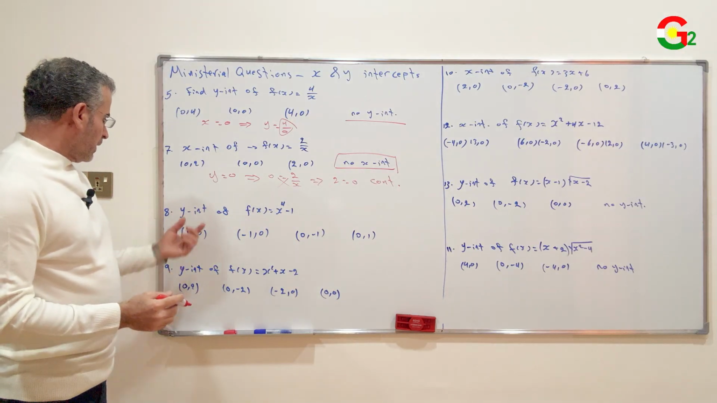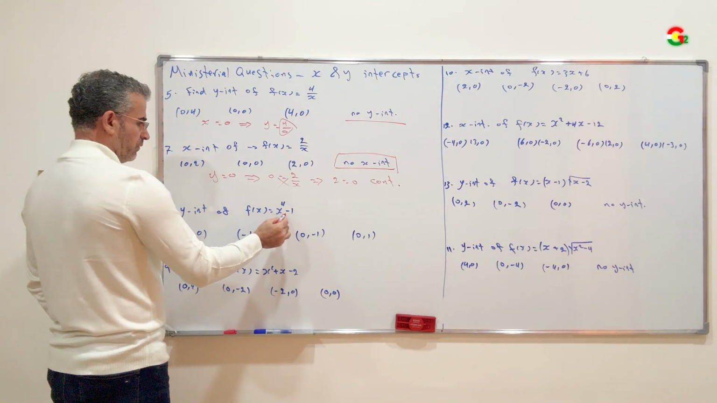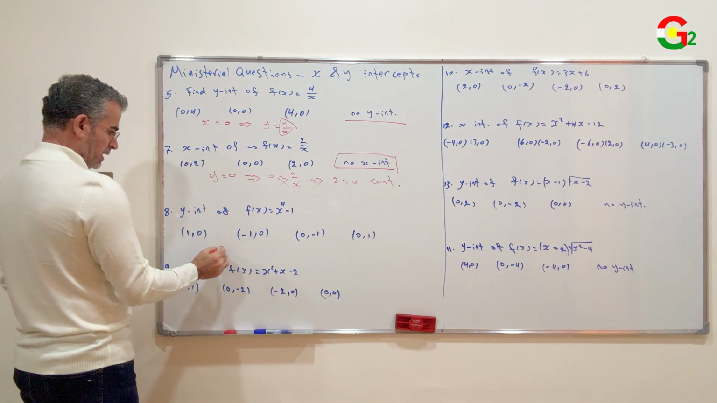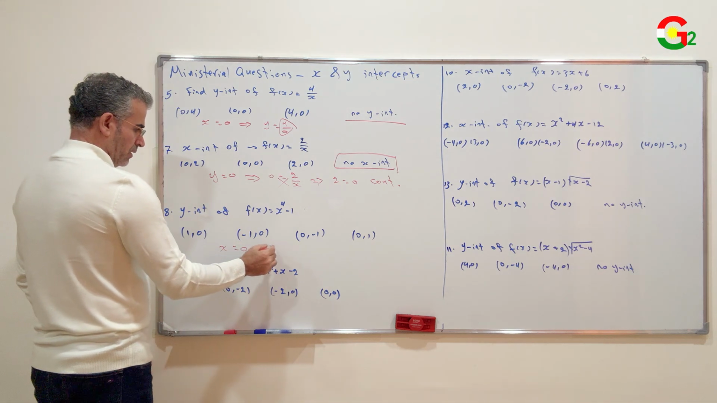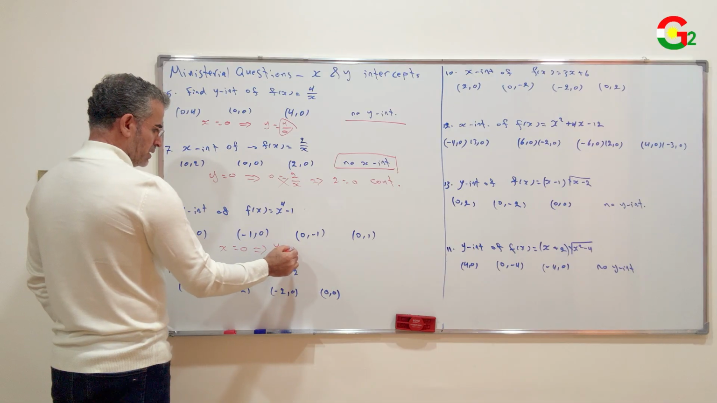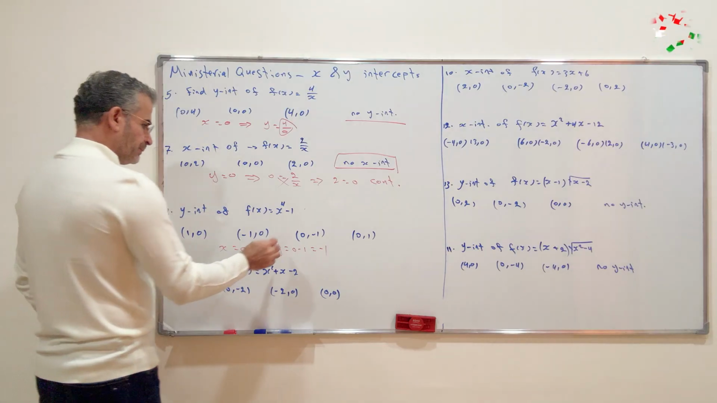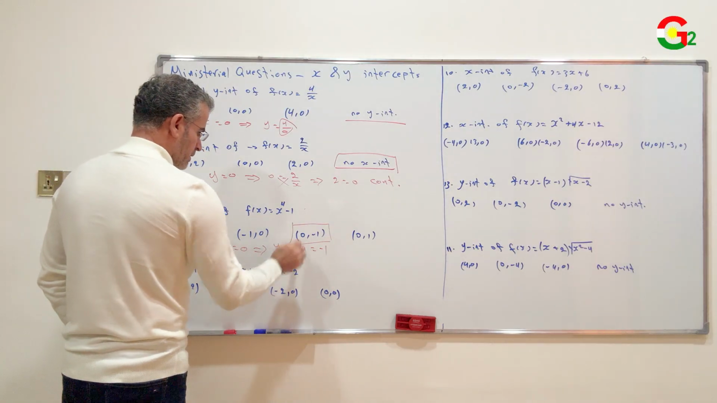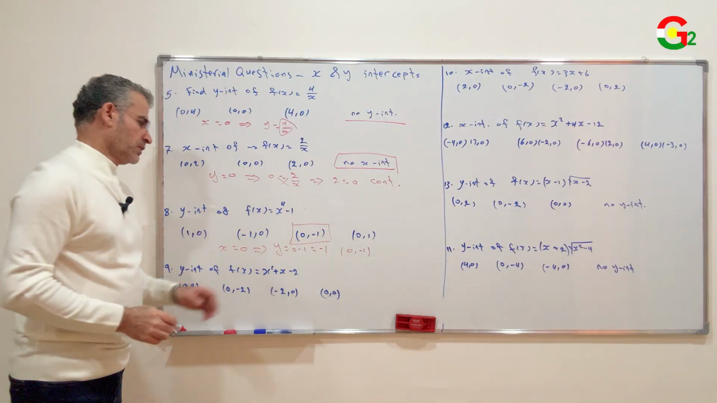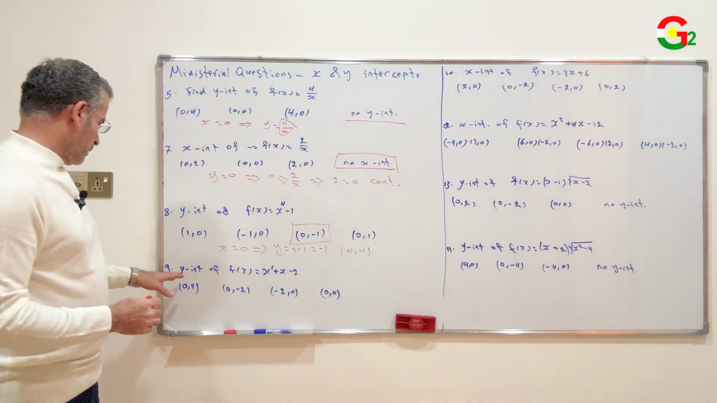Question number 8. Find the y-intercept of the function f of x equals x to the power 4 minus 1. For the y-intercept, we set x equals 0, then we find the value of y. y equals 0 minus 1, equal to minus 1, then the right choice is (0, negative 1). Choice C. Question number 9.